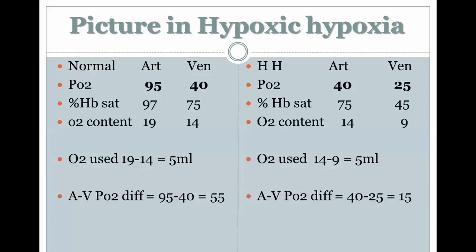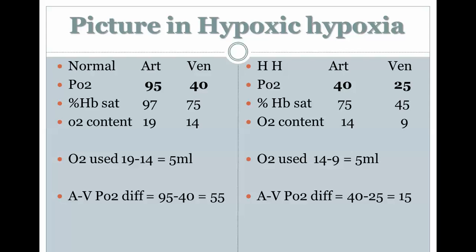Picture of hypoxic hypoxia. Practice. This is the normal, and this is the HH. Normal PO2, arterial and venous: 95, 40. With 95, you expect how much will be the saturation? In the plateau phase, 97, 98, 99. It's above 95. In the plateau phase.